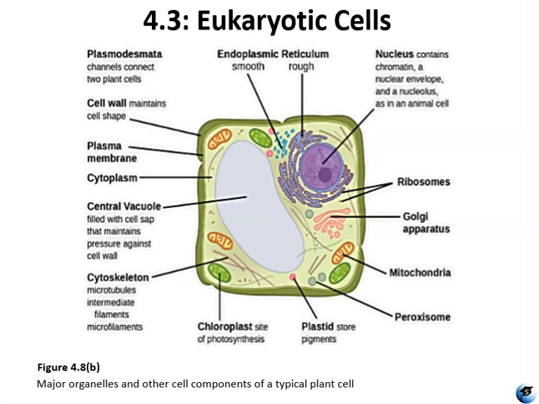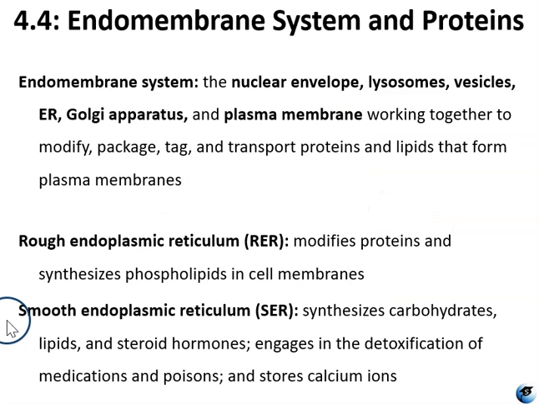In eukaryotes, the nuclear envelope, lysosomes, vesicles, endoplasmic reticulum, Golgi apparatus, and plasma membrane all work together to modify, package, tag, and transport proteins and lipids. And this whole system is called the endomembrane system. So let's discuss the major roles of each part of the endomembrane system now.